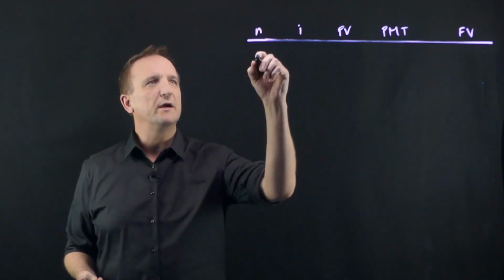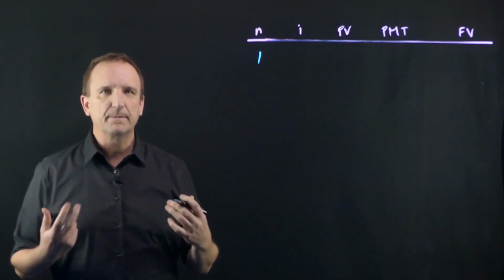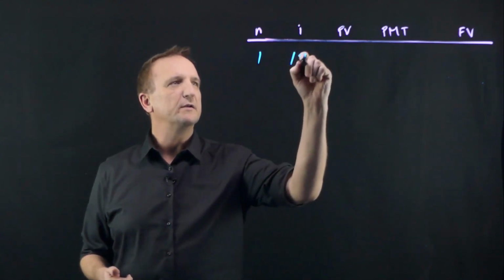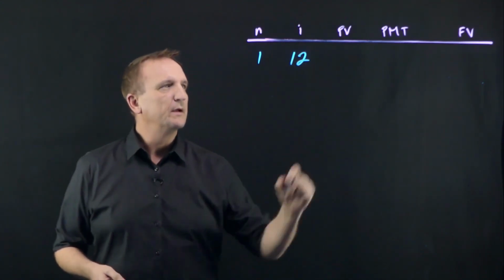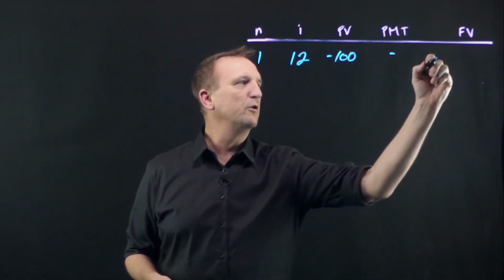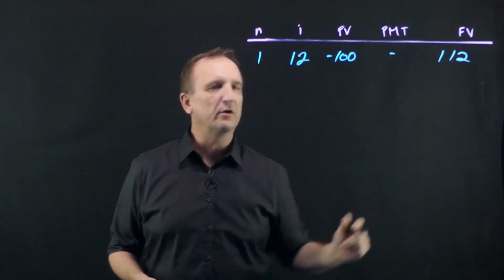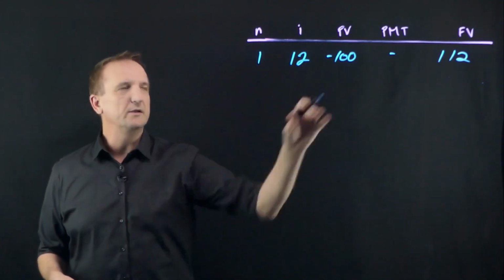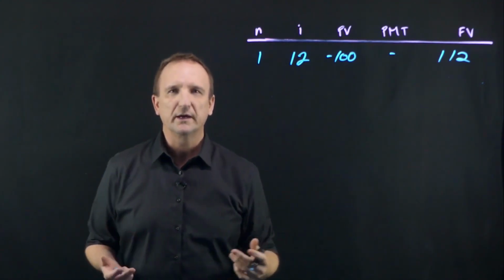So imagine that you have a 1-year investment, annual compounding, and you've got an interest rate of 12%. If you put $100 into it with no payments along the way, you know that you're going to get $112 out. You can plug that into your calculator, and that's what you're going to get.